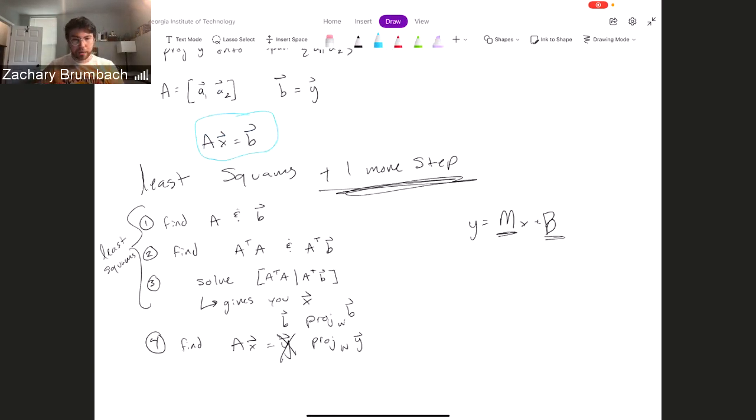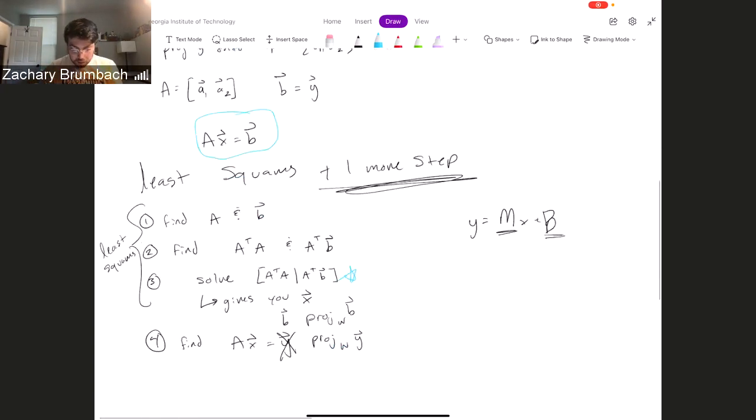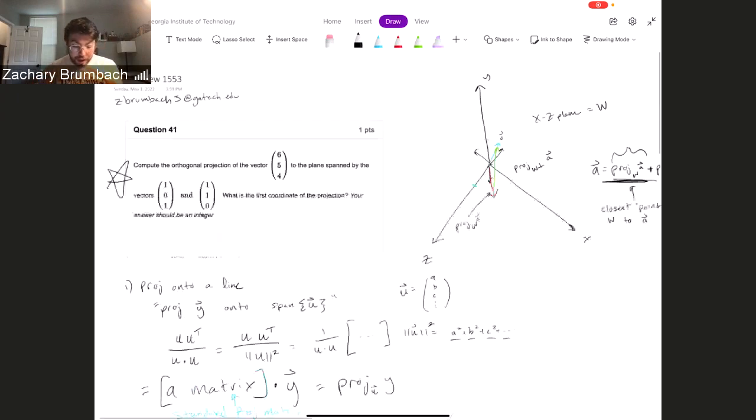Any questions about this? I'm about to do a numerical example as well with this question. So questions on least squares. It's pretty much just find A and B, solve this, and you're done. Okay. So going back to the actual question.